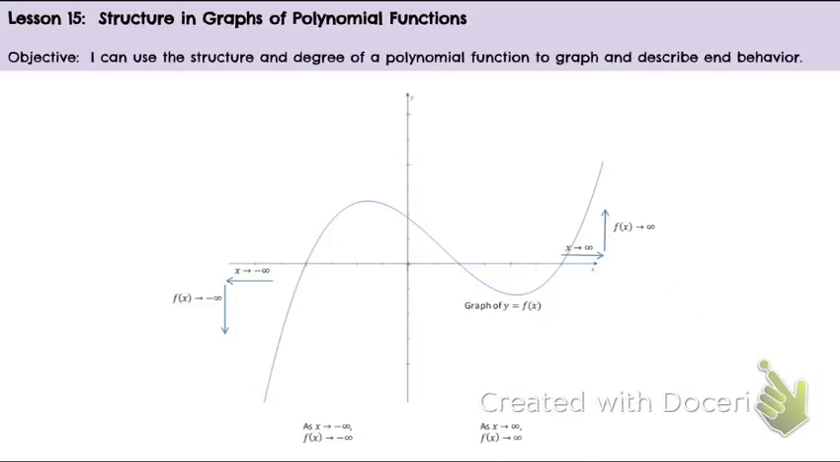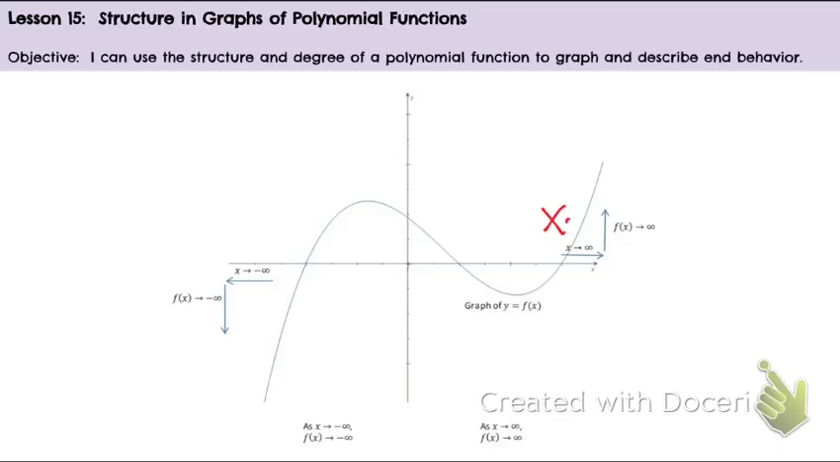Okay, so remember that the objective had to do with looking at the structure and degree of a polynomial function and talking about end behavior. On your paper, there are some boxes for you to fill in. I know it's a little bit hard to see on the video, so let's start with this one. I'm going to write them bigger.